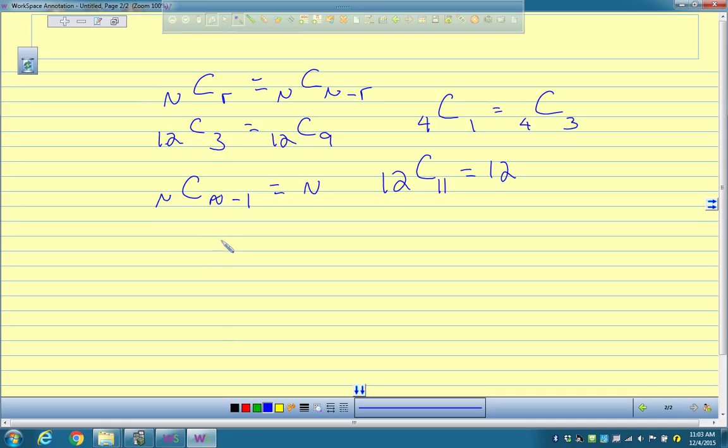Okay? Conversely, n combination n is defined as 1, or you could figure that out using the formula, which is equal to n combination 0, which is also equal to 1. Okay? So now, let's use the binomial theorem.